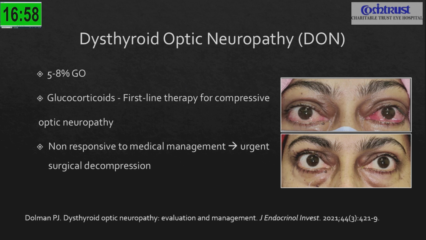Coming to dysthyroid optic neuropathy, the first line of therapy for this is also glucocorticoids, that is IVMP. Here we follow a pulse therapy of giving IVMP for 3 days, following which we look for the outcome. If there is no improvement, then the patient has to undergo an urgent surgical decompression.